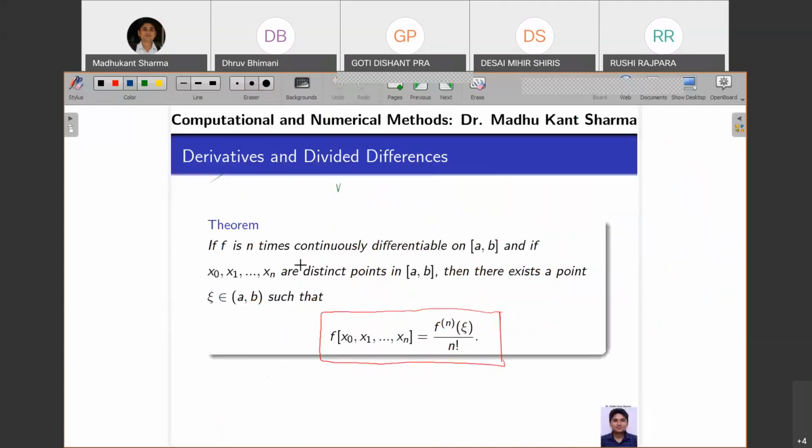So this is what the result says. If f is n times continuously differentiable, meaning you can take a derivative of the given function f n times, and if x0 to xn are distinct points in [a, b], then there exists a point z in [a, b] such that this happens. So how would you show this? This is very simple. We are going to use the result on error in polynomial interpolation, and the result we have derived now, the error in Newton interpolation, to establish this.